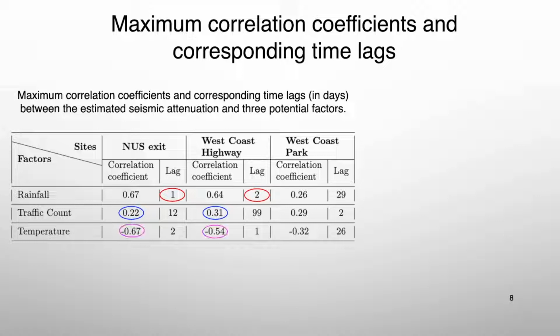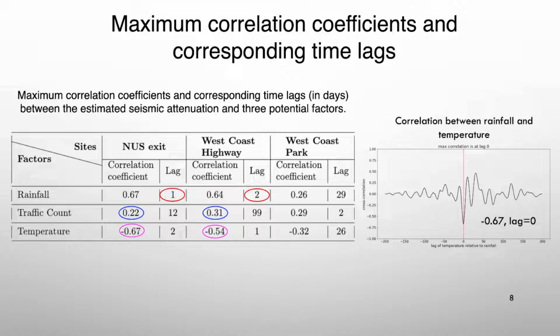Although the correlation coefficient between the slope and temperature is big, it is also inconclusive whether temperature changes pavement properties sufficiently to induce changes in the seismic attenuation, since the variation of temperature in Singapore is small and it is highly correlated with the rainfall, with a maximum correlation coefficient of 0.67 at lag 0.